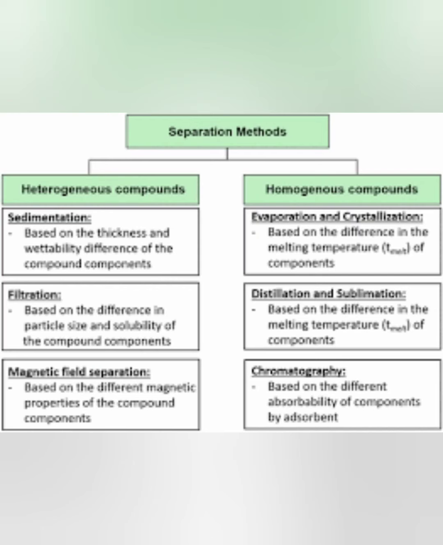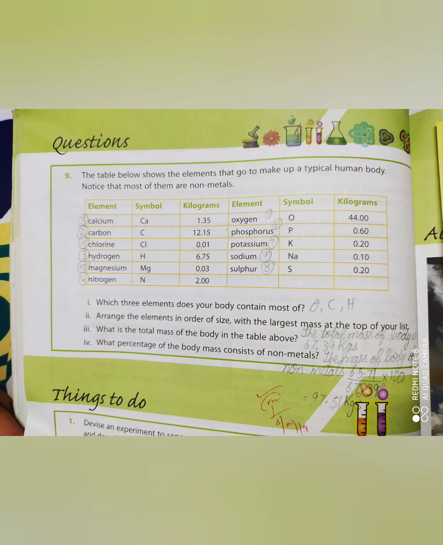Question number 9 is related to our body composition. Our body is made up of atoms and elements. In question number 9 it is stated: the table below shows the elements that make up a typical human body. The elements are calcium, carbon, chlorine, hydrogen, magnesium, nitrogen, oxygen, phosphorus, potassium, sodium, sulfur. The symbols and their masses are also shown.